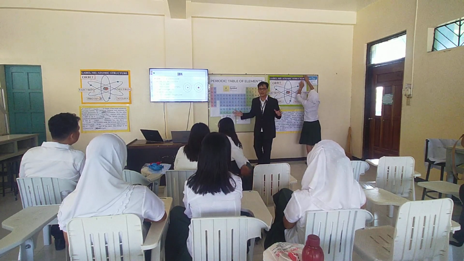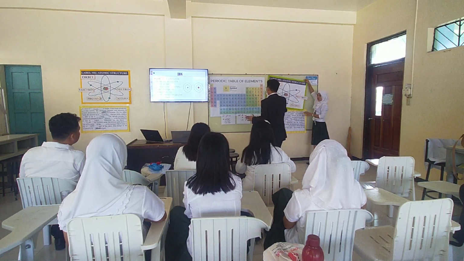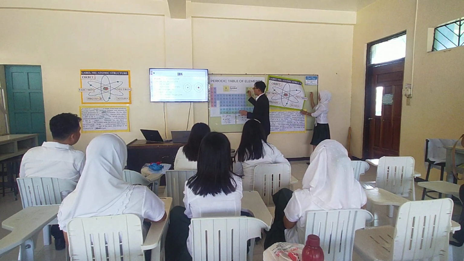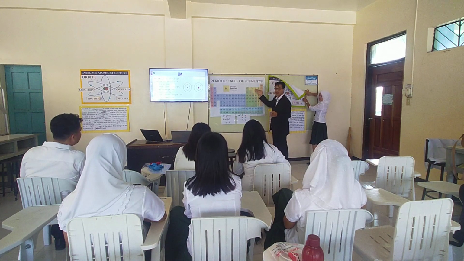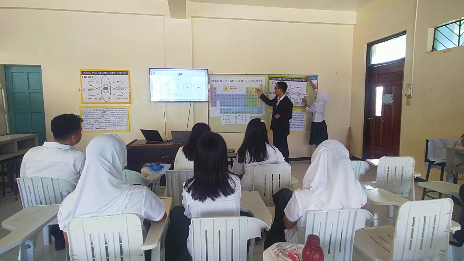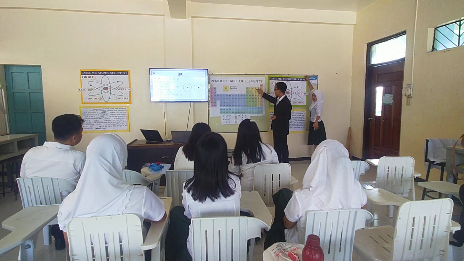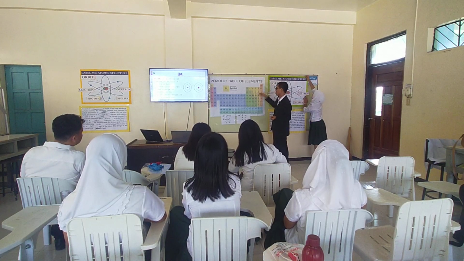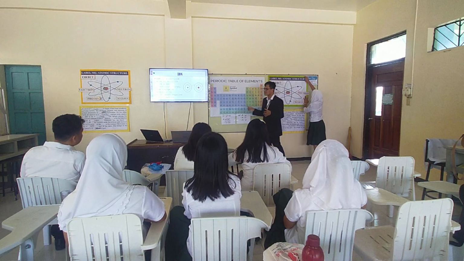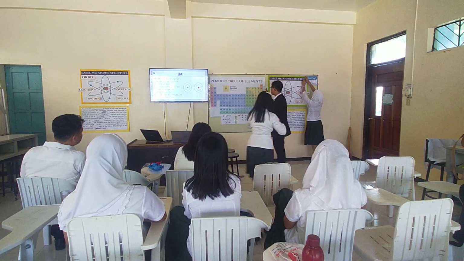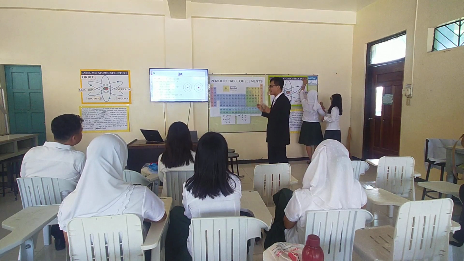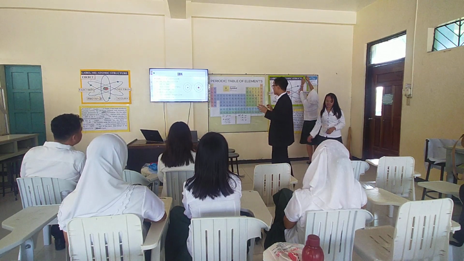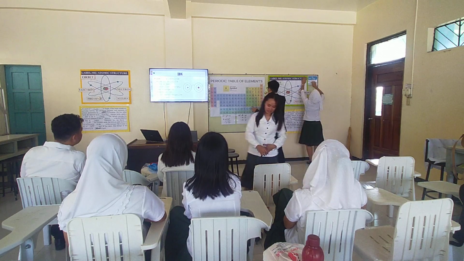So, for example, here in our periodic table, you can notice that the hydrogen has an atomic number of 8. Very good. This is our atomic number, this number above the symbol, 8. So meaning to say that if it has an atomic number of 8, it also has 8 protons and neutrons in its atom.